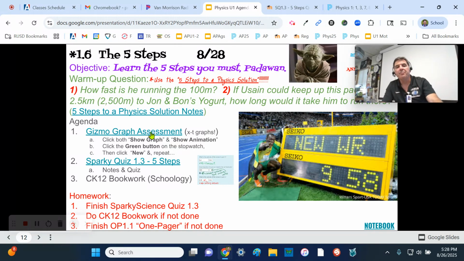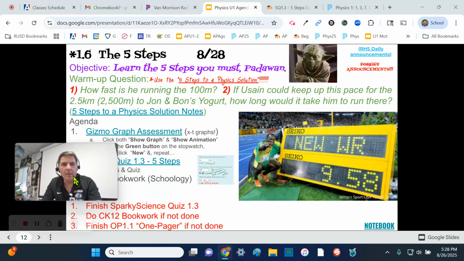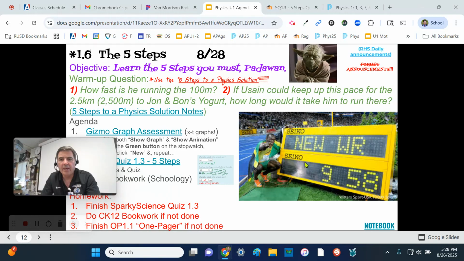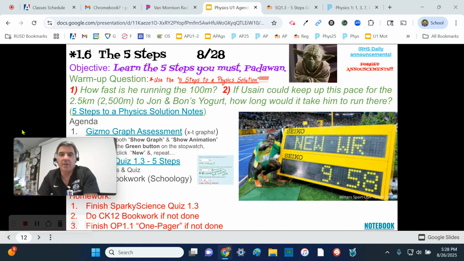So first of all, we have a question about Usain Bolt. He's the world record holder in the 100 meter, and he ran 100 meters in 9.58 seconds, as you can see him posing next to the sign. How fast is he running the 100 meters? And what if he could run that way the whole way to John and Bon's yogurt? How long would it take him?